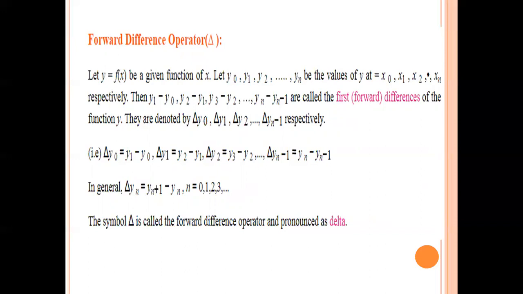That is delta y0 is equal to y1 minus y0, delta y1 is equal to y2 minus y1 and so on, delta yn minus 1 is equal to yn minus yn minus 1. In general, delta yn is equal to yn plus 1 minus yn. The symbol delta is called the forward difference operator and pronounced as delta.